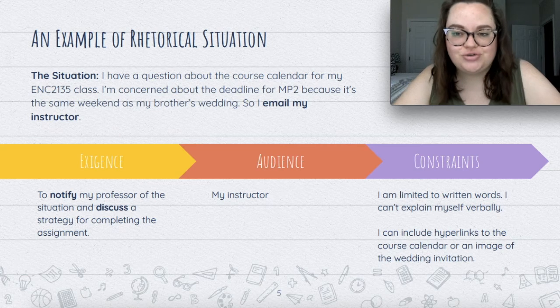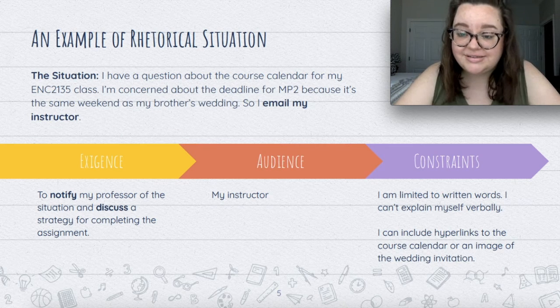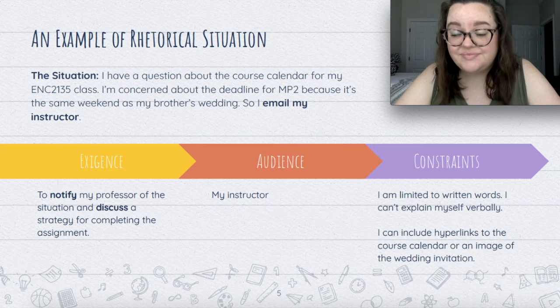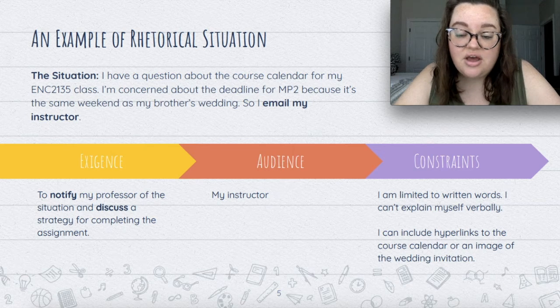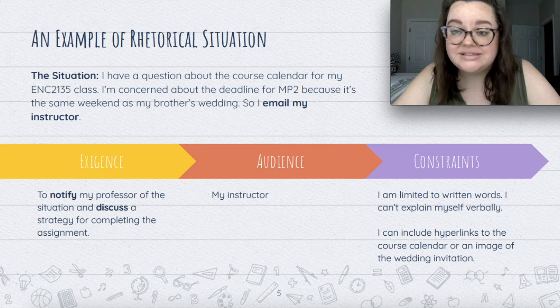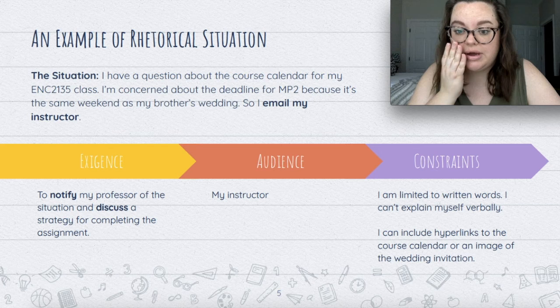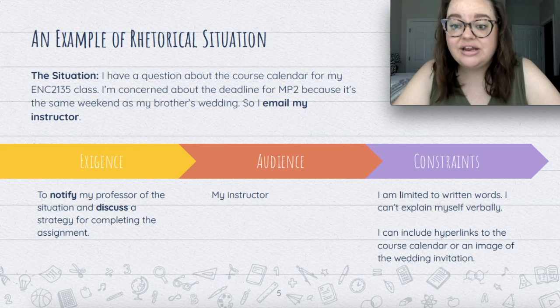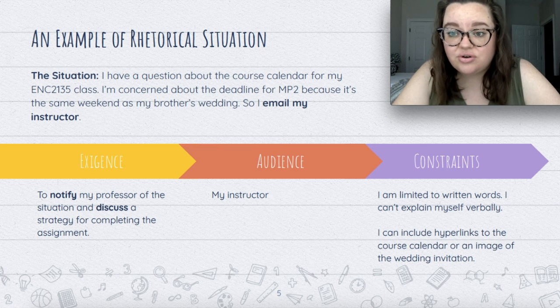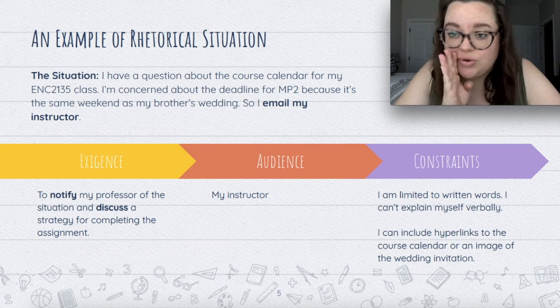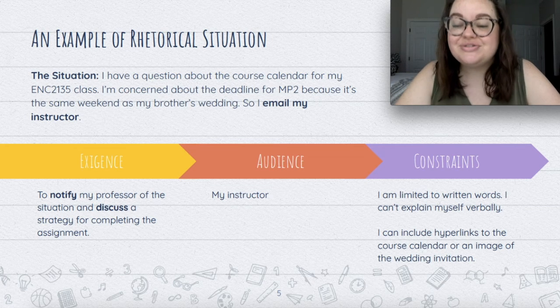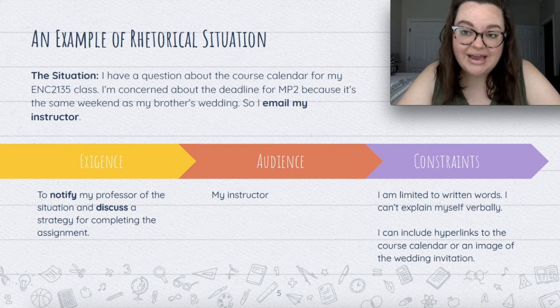And then let's talk about the constraints. Email has some constraints, some things that it can't do, and it has some affordances, some things that it can do that maybe face-to-face conversation couldn't. So let's talk first about a constraint. First, in an email, I'm limited to written words. I can't explain myself verbally or with body language. So I need to be really clear and concise in my language. But there is something I can do. I can include hyperlinks in an email to the course calendar or an image attachment, maybe of the wedding invitation, if I need to provide that kind of proof for my instructor in order to move a deadline. Hint, you don't have to do that with me, just email me. But these are some things that I can do in a digital medium like email.